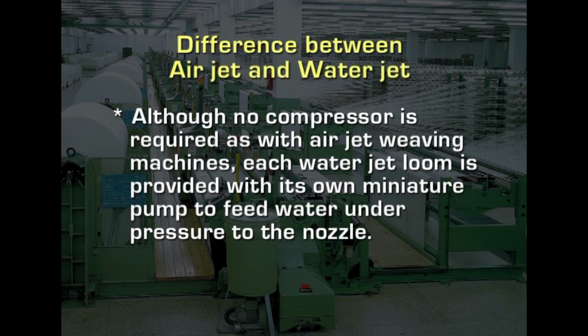Although no compressor is required as with air jet weaving machines, each water jet loom is provided with its own miniature pump. Air jet, you need a compression pump which will compress and force the air at high speed. Here in case of water jet looms, you require a small pump which will feed water under pressure to the different nozzles. To get the best result, it is important that the water does not scale, rust or erode the high precision components of the machine.